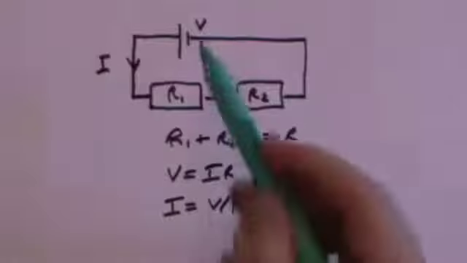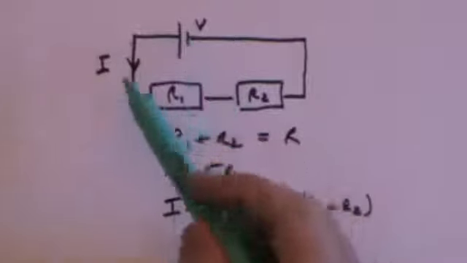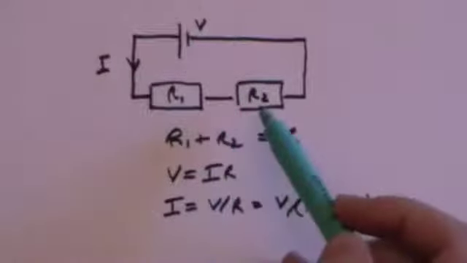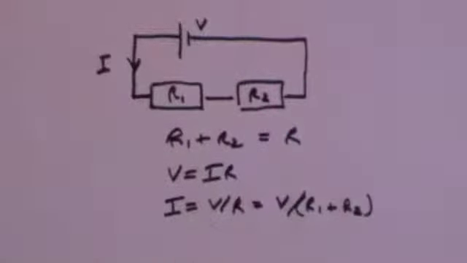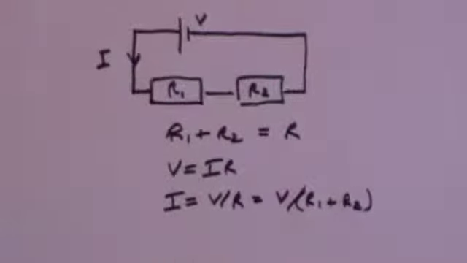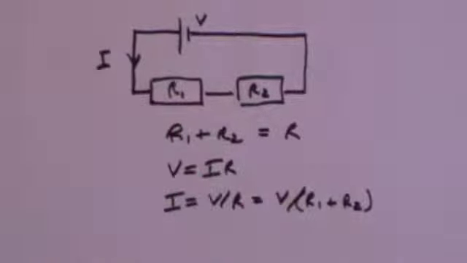But we also said that this voltage is also called potential difference. We said that this voltage is dropped across each of the resistors. And the voltage drop, or the potential drop across each resistor, is the current going through that resistor times the value of the resistance. In other words, it's Ohm's law.